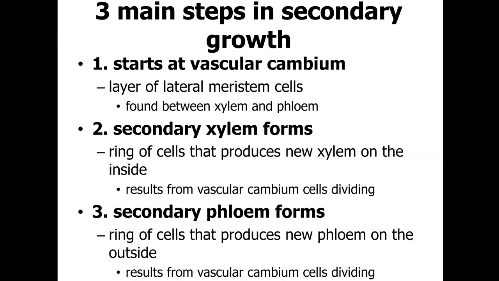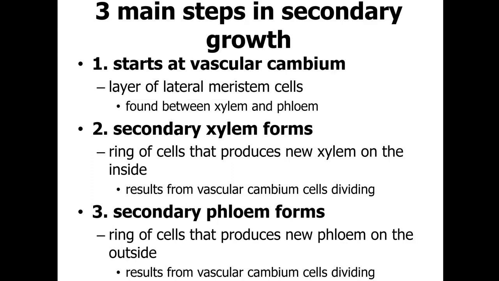So there are 3 main steps in secondary plant growth. It's going to start at a vascular cambium. The layer of lateral meristem cells is going to be found between the xylem and the phloem. Secondary xylem is going to form, and then you're going to have what's referred to as a ring of cells. The ring of cells is going to produce new xylem on the inside part. The result from this is going to be the vascular cambium cells that divide.